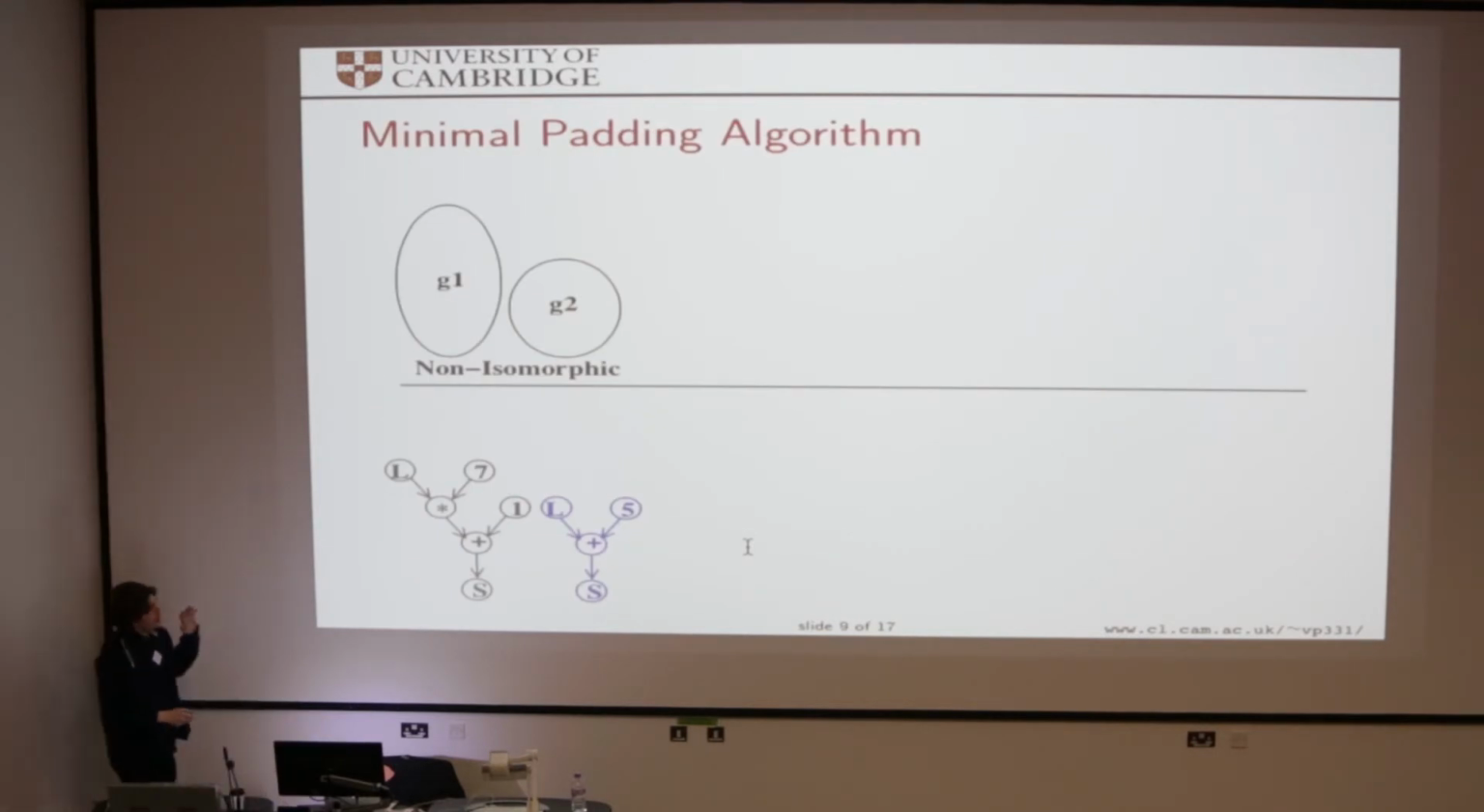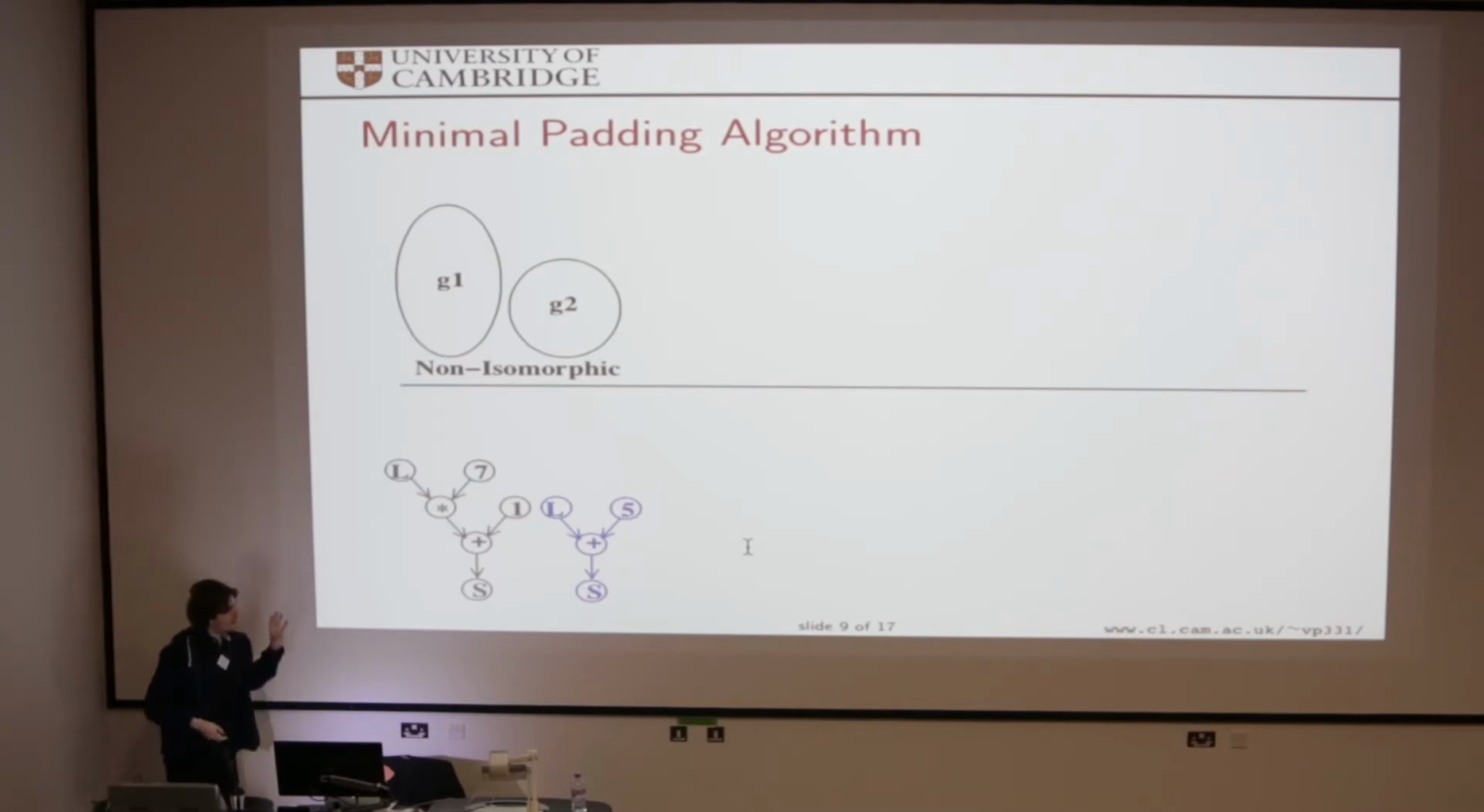Okay, so the top half of the slide shows a high level view of what we're doing, and in the lower half I'll use a concrete example, these specific graphs. So we start with G1 and G2. These are non-isomorphic, they're different graphs.